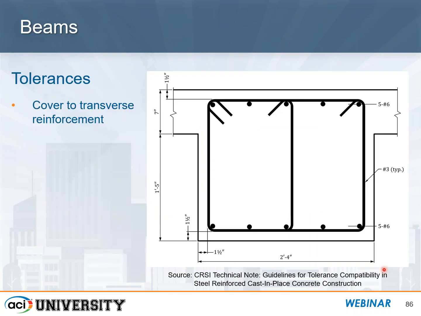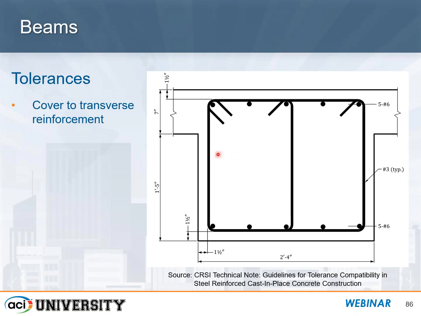Finally, we're going to look at a couple of tolerance issues that you come across very often with beams. The first one we're going to look at is cover to the transverse reinforcement. If you don't have a copy of ACI 117, you need to get one because this is crucial in a lot of cases for the overall constructability of a particular beam element.